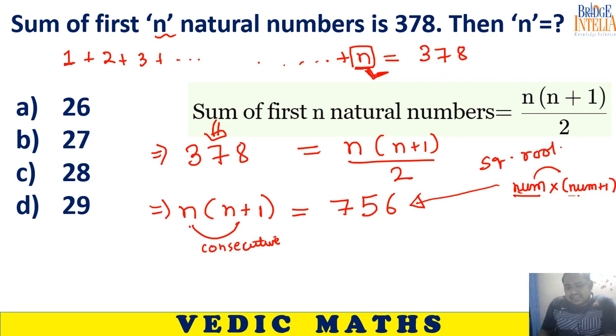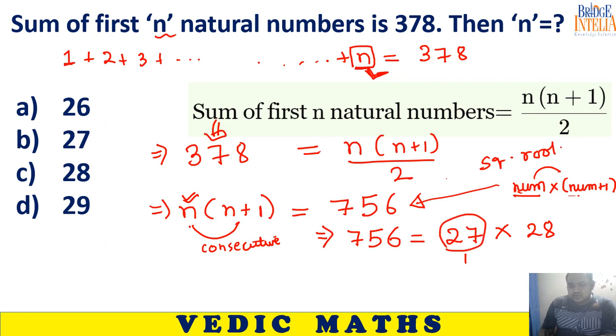So if you try to guess what is the square root of 756, you will find out that it is equal to 27. So from here you get a hint that 756 can be written as 27 into 28. So n into n plus 1 is equal to 756. So this is playing the role of n, and this is playing the role of n plus 1. So what is the value of n? The value of n here is 27.